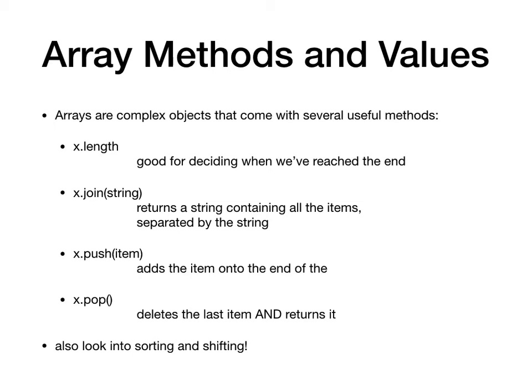So, x.length is super useful. This helps you decide, especially if you're going to do some looping, when you're at the end of a list, right? Then x.join can take a string, and it returns a string version of your array, separated by that string. So say you wanted to separate them all by commas, you can do that. You just pass a string comma in there, and it will return a joined string of whatever was inside.